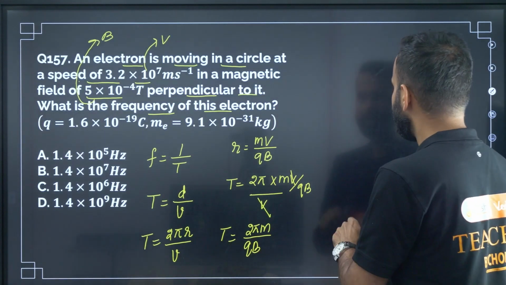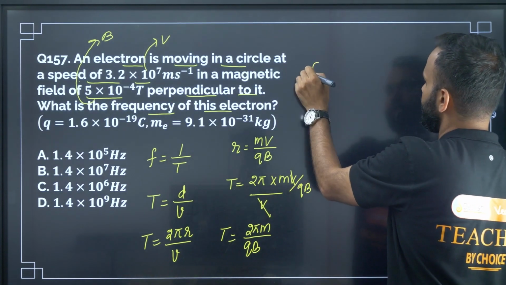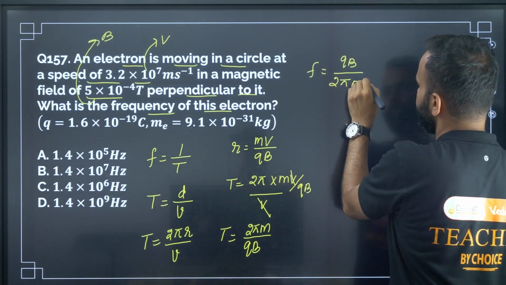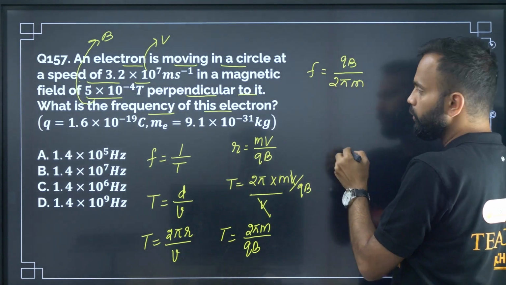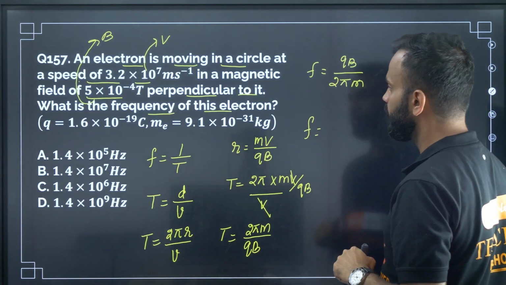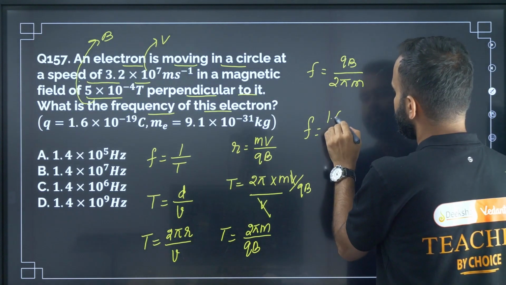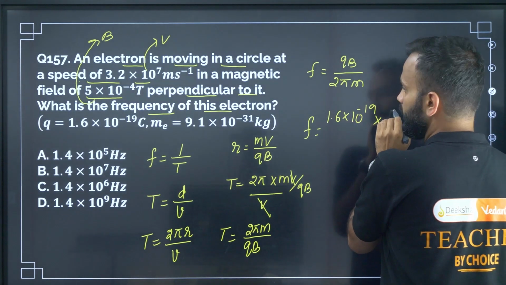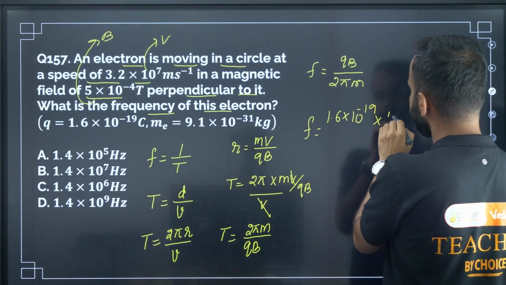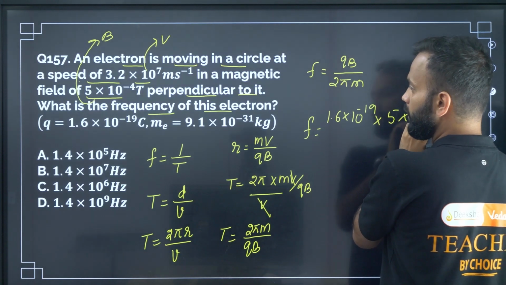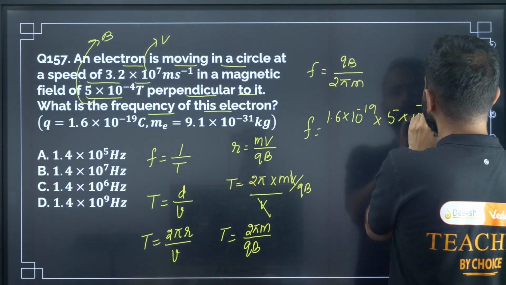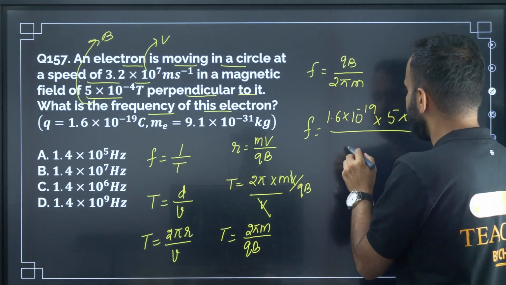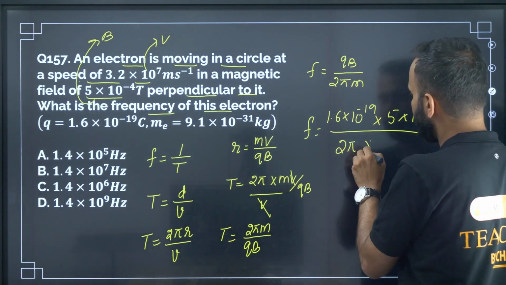We need to find the frequency, that is 1 by T. 1 by T is q into B divided by 2 pi m. Now f is equal to q, which is 1.6 into 10 to the power minus 19, into B, which is 5 into 10 to the power minus 4 Tesla, divided by... 10 to the power minus 4 Tesla is 1 Gauss, divided by 2 pi into m.